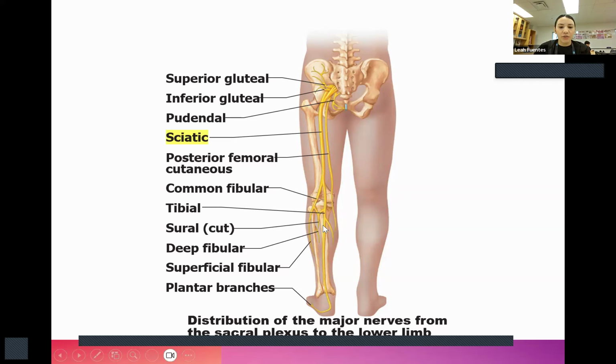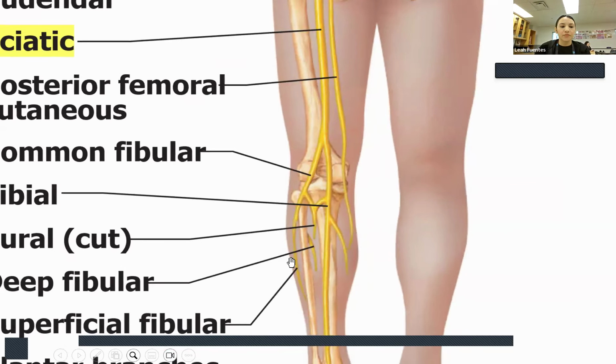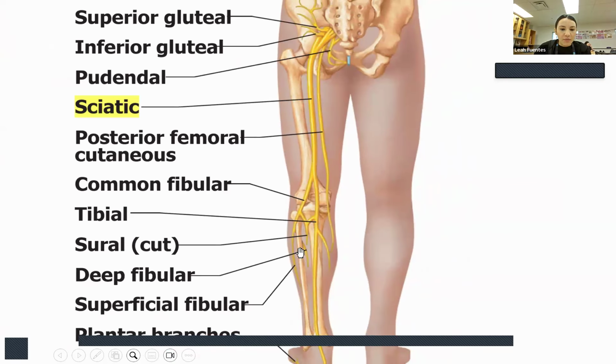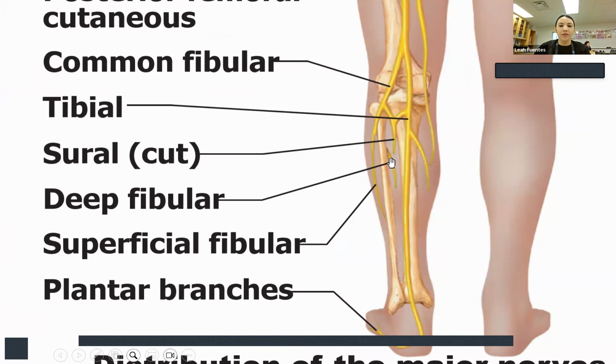We have our sural nerve in here, which is cut too, so you can see more of the nerves, but this right here is your sural nerve. Here is that common fibular nerve. We have our deep fibular nerve. Deep fibular is going to be right here, and then our superficial fibular.